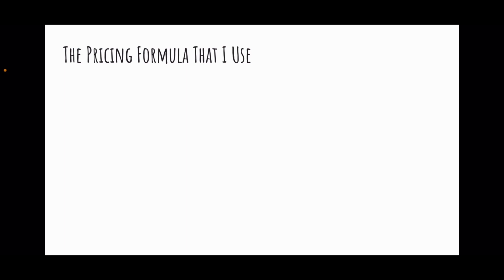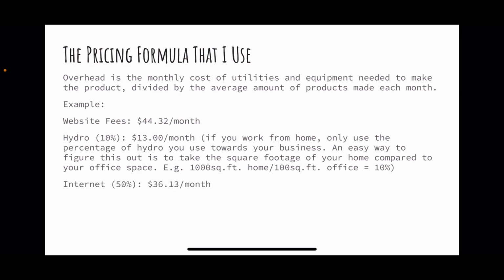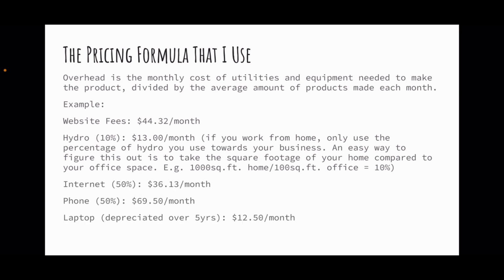You'll understand what I mean in a minute, but let's go over the costs you may include in your overhead. Overhead is the monthly cost of utilities and equipment needed to make the product divided by the average amount of products made each month. So, for example, I'm just going to list off a bunch of stuff here. So website, hydro, internet use, phone, laptop, and my wood burner are all things that I would use to make the product. So that's what I would include in my overhead.